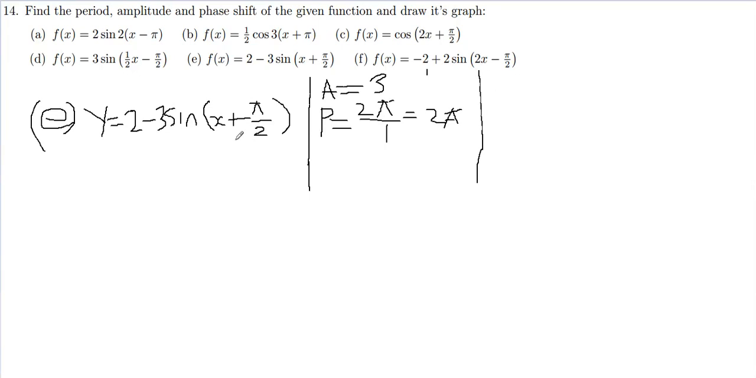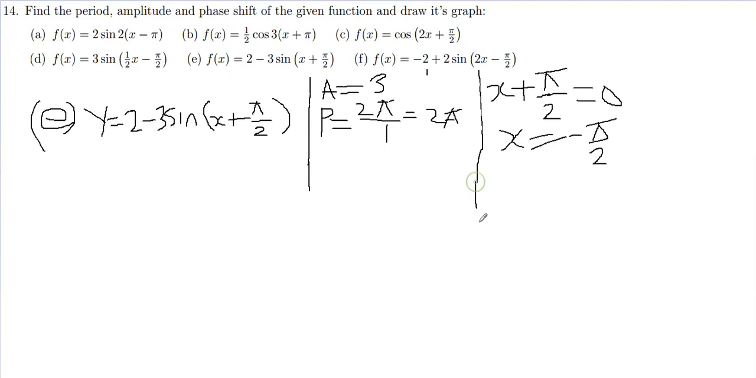I said when you're finding the starting point, you just put this in brackets and equate it to 0. So x plus pi over 2 is equal to 0. Then you discover that your x after calculating is negative pi over 2. So this is your x, this is your starting point.